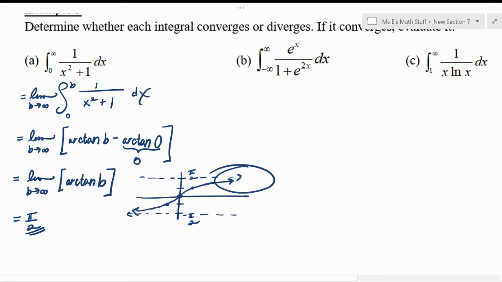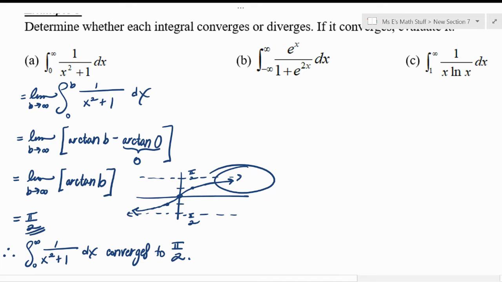There we go. Okay. Directions said determine whether each integral converges. If it converges, evaluate it. So did it add up to a distinct finite value? Yes, it did. And so I would just say, therefore, the integral from 0 to infinity of 1 over x squared plus 1 dx, and here's a way to word this, converges to pi over 2. There we go. All right, my friends.